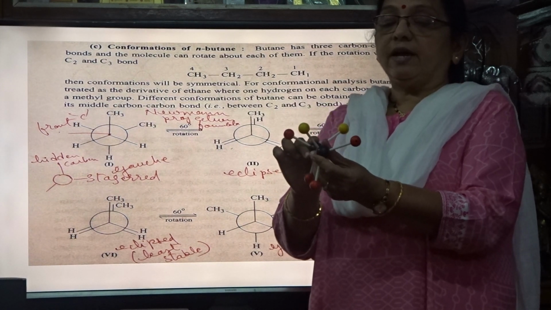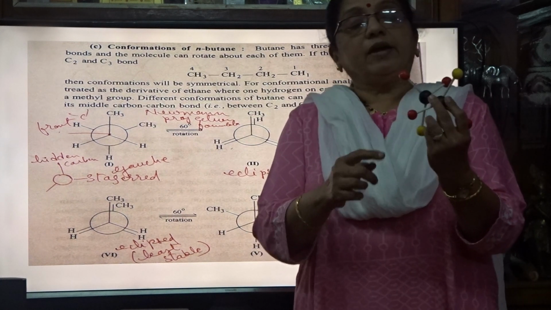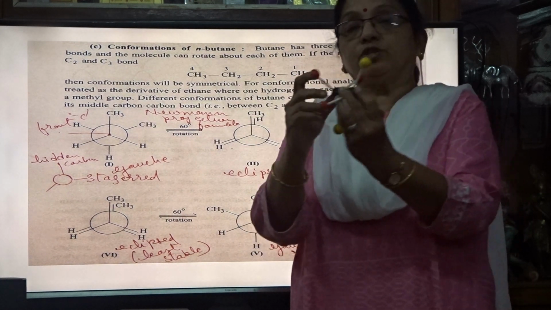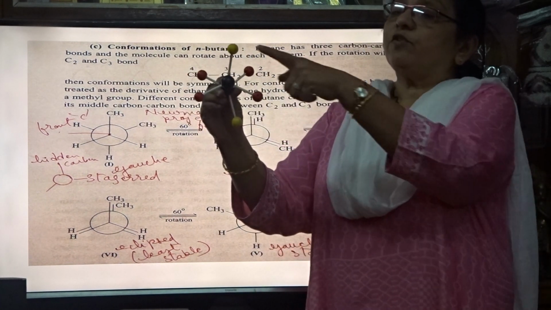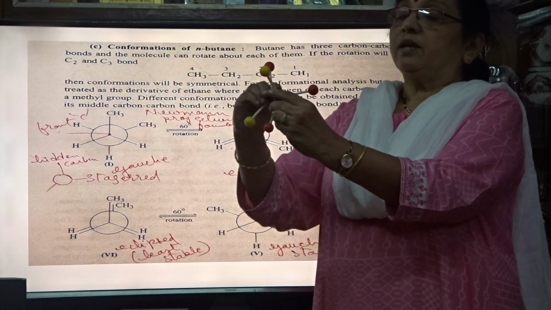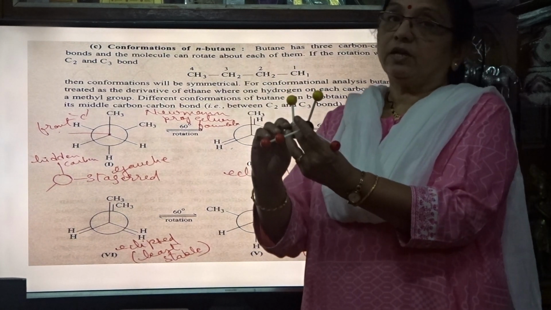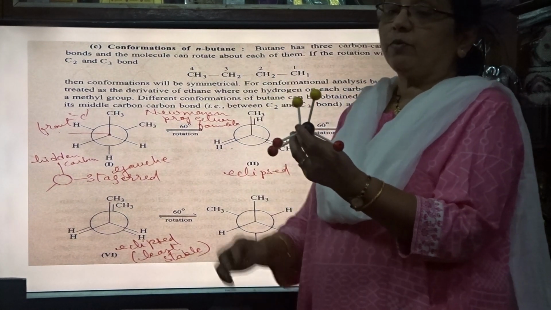Then staggered, eclipsed, staggered. Again, in this position the yellow ones are very far from each other, so this is the most stable conformation. Then eclipsed, then staggered, then eclipsed. In this way you are seeing the different conformations of n-butane.